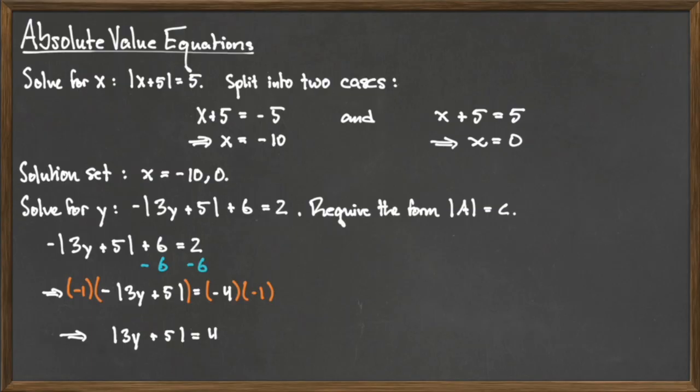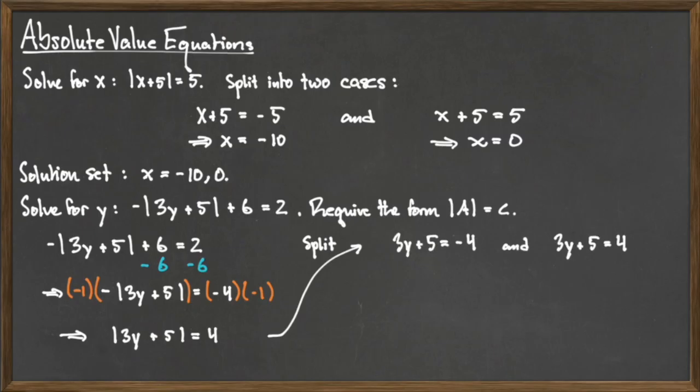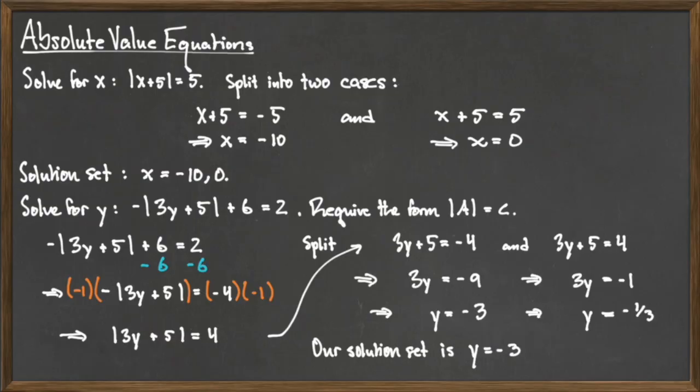Now that I'm here, I can split this into two cases. I'll get 3y plus 5 equals -4 and 3y plus 5 equals positive 4. Again, I have two linear equations that I can solve independently. Doing so is going to get me solutions of y equals -3 and y equals -1/3. Therefore, these are going to be the values of y in our solution set.